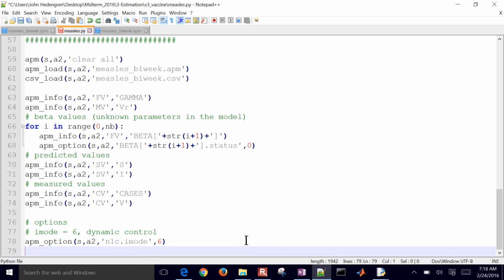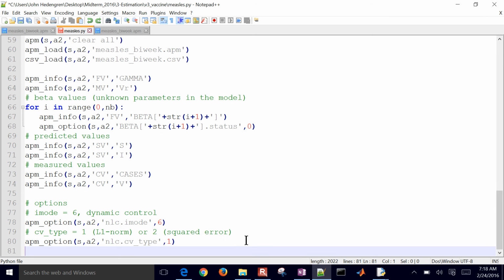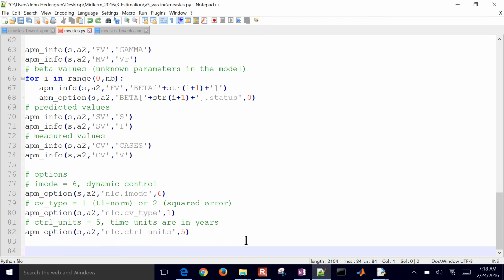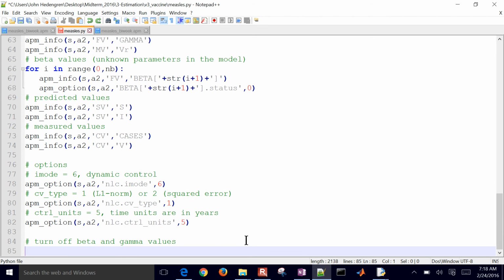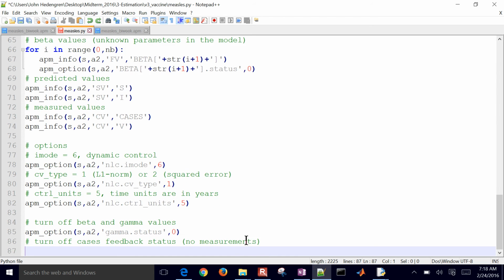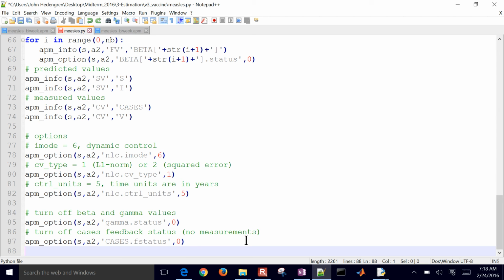We're going to switch to dynamic control mode, which is 6. We're going to use an L1 norm objective, which allows us to specify a deadband. The time units really don't matter here, that's just for display purposes only. We're going to turn off the gamma and beta values. Okay, beta was already turned off up above.